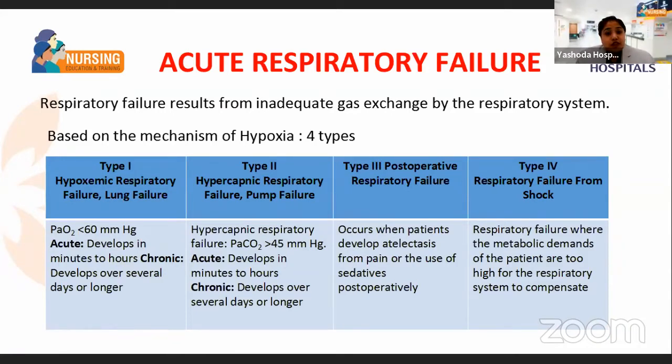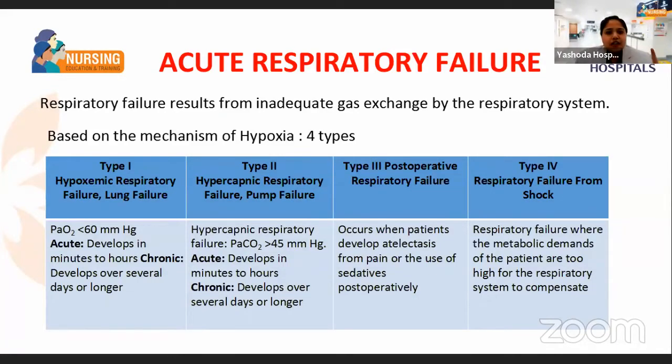Then type 4. Any kind of shock, like cardiogenic or hypovolemic shock, will go to respiratory failure. And here it's a clear indication for mechanical ventilation. In type 1, we can use all low flow devices, whereas in type 2, we'll go for NIV, non-invasive ventilation. Type 4 is a clear indication for mechanical ventilation. So you all can have a look at the slide once again and take a snapshot of it. Clear? Yeah, we are done with the 2 steps now.